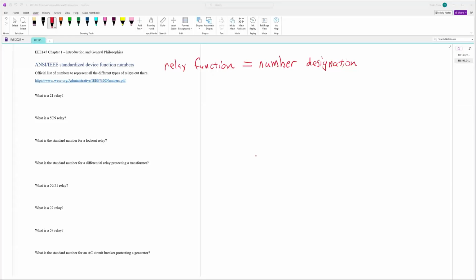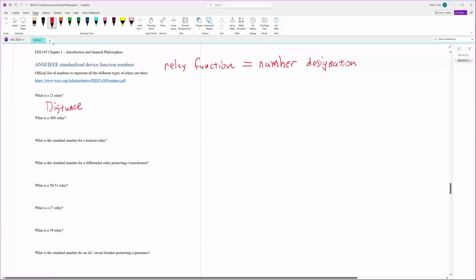All right, welcome back. So let's continue EEE 145, Chapter 1, Part 2. Previously I said that we'd take 20 minutes to go look at all these ANSI numbers to get a feel for them. So let's go down one by one and say what they are. So 21 relay, remember that is a distance relay. And again, we'll talk about what each relay means later on in the course.